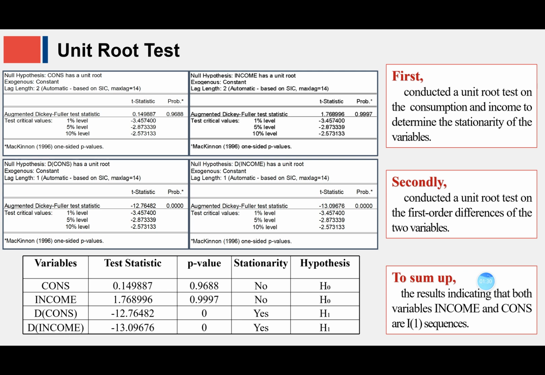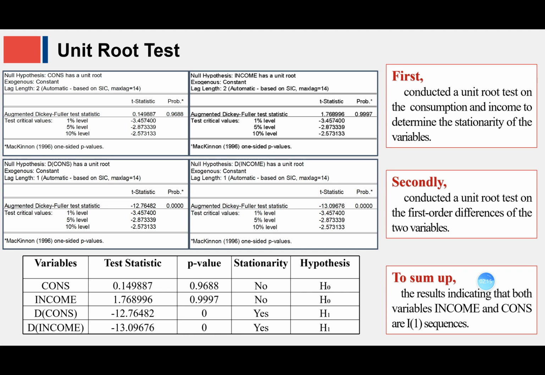In order to conduct the Johansen test, I first conducted a unit root test on consumption and income to determine the stationarity of the variables. First, the unit root test for consumption shows that the t-statistic is 0.149887, which is greater than the critical value, while the p-value is 0.9688, which is much higher than 0.05. This shows that we cannot reject the hypothesis.